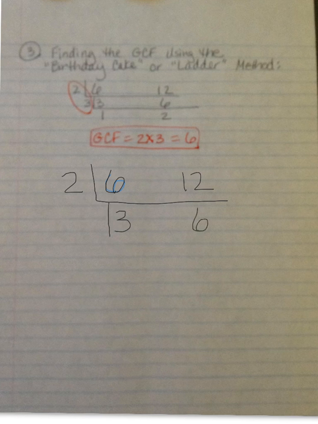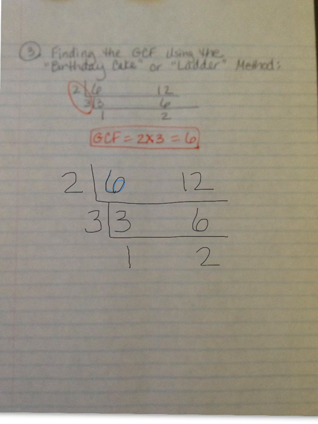Then I'm going to create another step or another layer of my upside down birthday cake. Now, I have 3 and 6, and I have to look. Is there a number that will go into 3 and 6? If so, I need to keep going. And there is, because 3 will go into 3 and 6. So I take the 3 out, and now I say 3 goes into 3 one time, because 3 times 1 is 3, and I put that underneath the 3. And 3 goes into 6 two times.